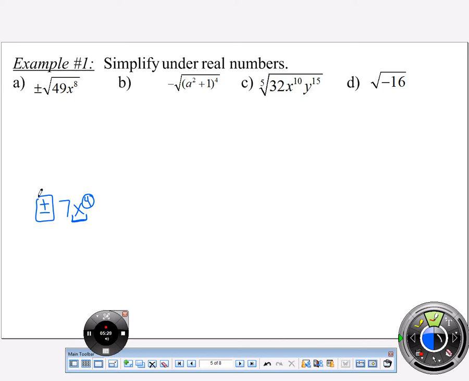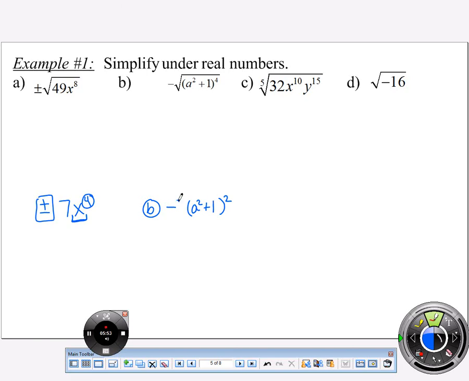Okay? In part B, I'm going to put a negative sign in front of my answer because it has one in front of the radical. I'm taking the square root of something to the 4th power. So the square root of something to the 4th power is going to be that same something to the 2nd power. And that something was a squared plus 1. Again, I don't need absolute value bars for a couple of reasons.